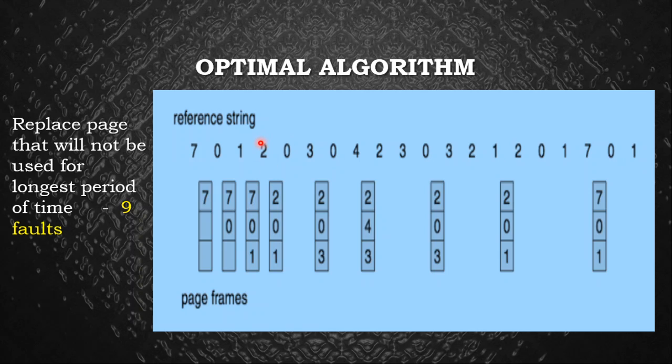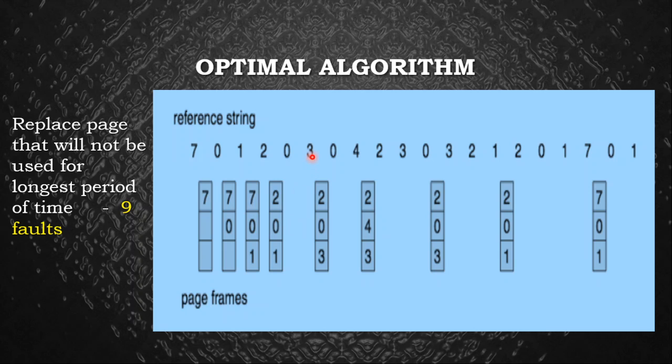In the future string, we check whether 7 is nearby or 0 is nearby or 1 is nearby. If we keep on checking the string here, 0 and 1 are somewhere here, but 7 is far off in the queue, so you can replace it. This will be needed only after a long time, so we can remove the 7 and replace it by 2, so it is 2 0 1. Next one is 0, no page fault because 0 is already in the frame.